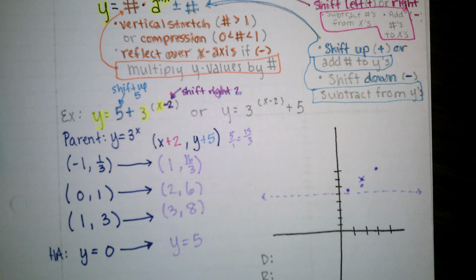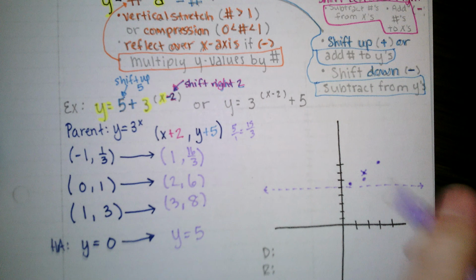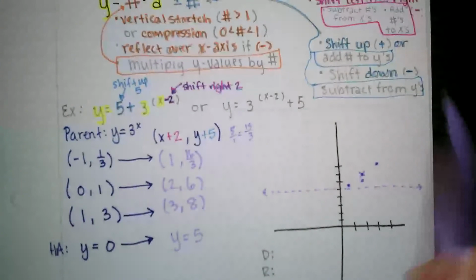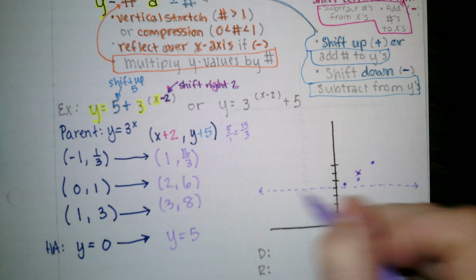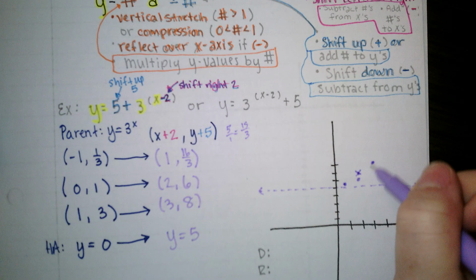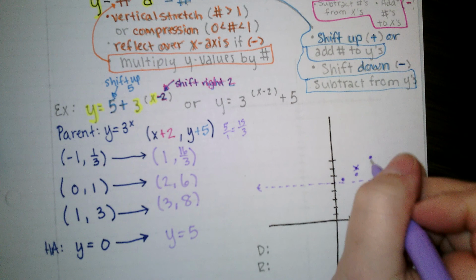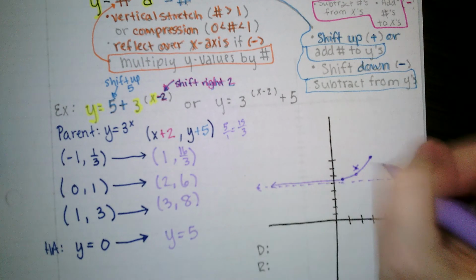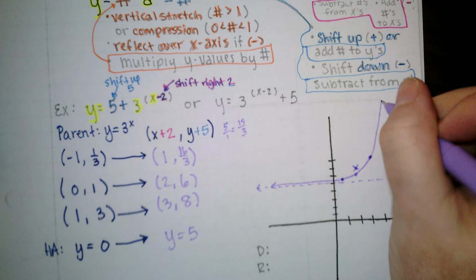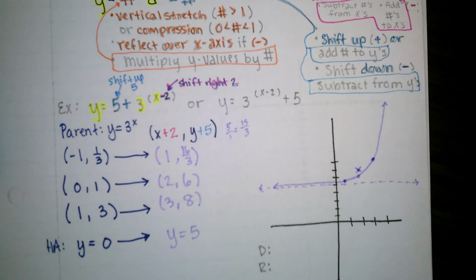We remember when we graph these that we need to go through all 3 of these points. One end of the function is going to go along the asymptote. The other end is going to zoom away from the asymptote. So here we go through these 3 points. This end is going to zoom along the asymptote. This end is going to zoom away from the asymptote. So that's what our graph will look like.